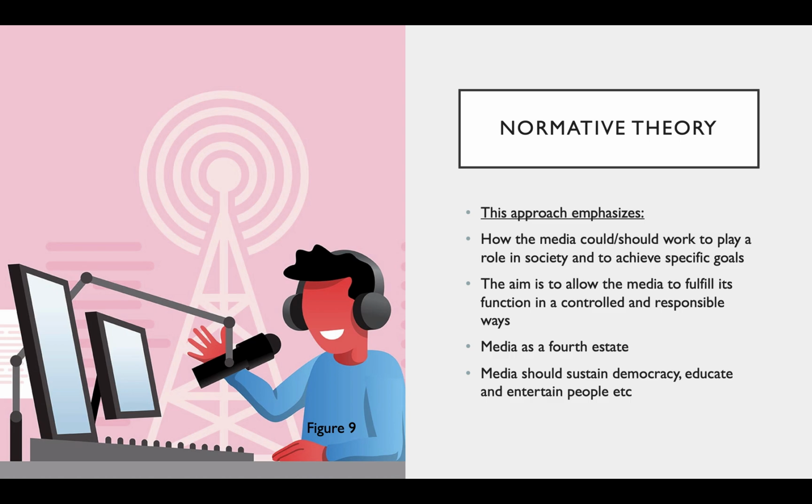In terms of this part of normative theory, it looks at how the media plays such a dominant role in society that you could say they are their own estate, keeping in mind that the estates would be the state, and then the church, and then the school. And then the fourth estate could be the media, playing such a dominant role in terms of functionalism in our society.